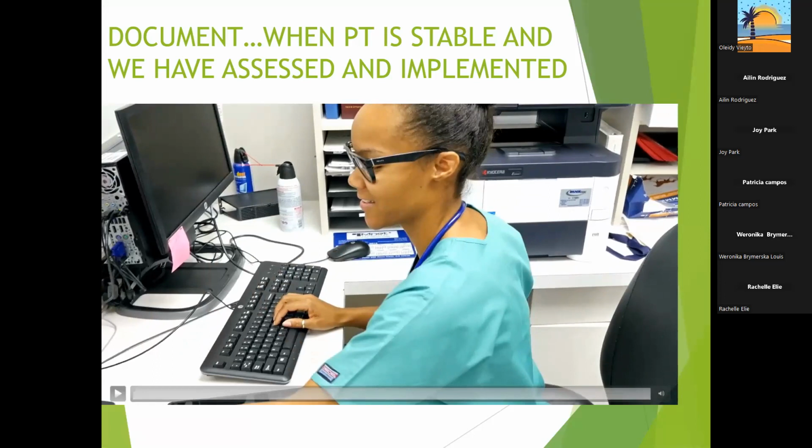Is everybody clear on that? Because when we're documenting, we're not doing anything for the patient. So you have to be careful of documentation answers because it's really considered a do nothing answer, but we only pick it if we've done everything else. So again, your patient has to be stable, you've implemented, you've assessed, and then you can sit down and, of course, document.